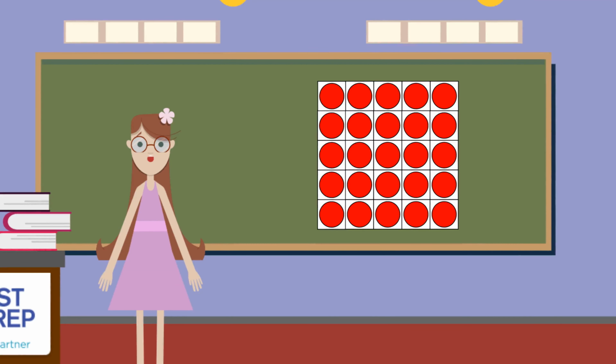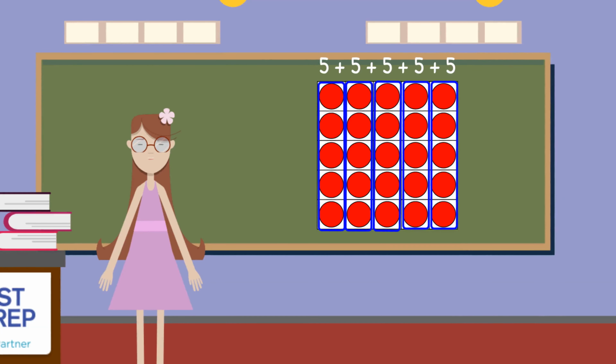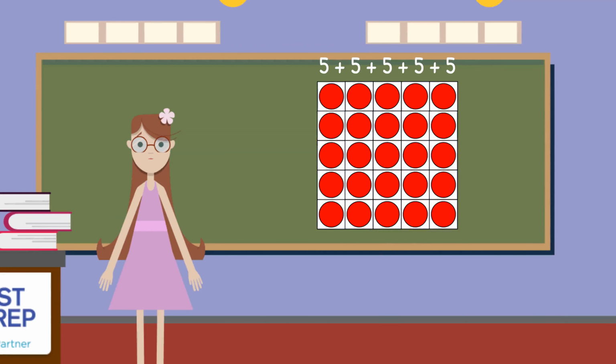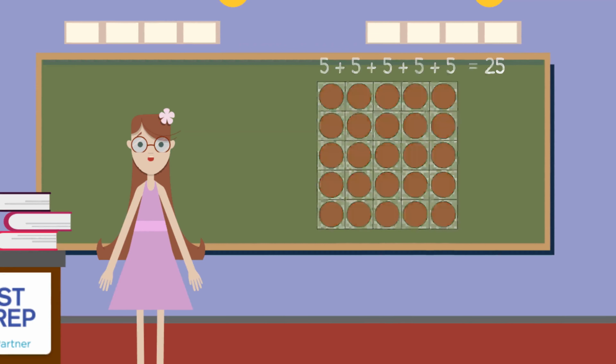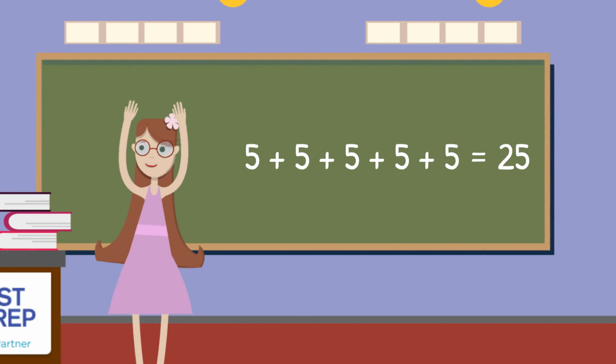This rectangular array has 5 dots in each column. Let's circle them and count as we go. 5, 5, 5, 5, 5. We can show this in the addition problem. 5 plus 5 plus 5 plus 5 plus 5. We add all of the 5s together and know it is 25. Our equation is 5 plus 5 plus 5 plus 5 plus 5 equals 25.